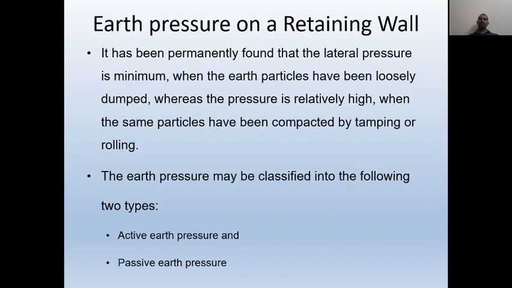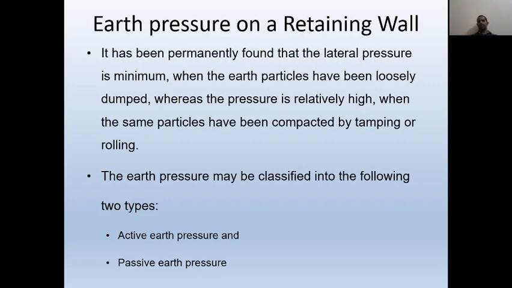It has been found that lateral pressure is minimum when the earth particles have been loosely dumped, whereas pressure is relatively high when the same particles are compacted, tamped, or rolled. You can understand this by general sense also. When the soil is just deposited without any compression or rolling, there will be a little less pressure on the side wall. But when you subject the backfill to compaction or rolling, definitely that will have an impact on the retaining wall, which encounters more pressure.